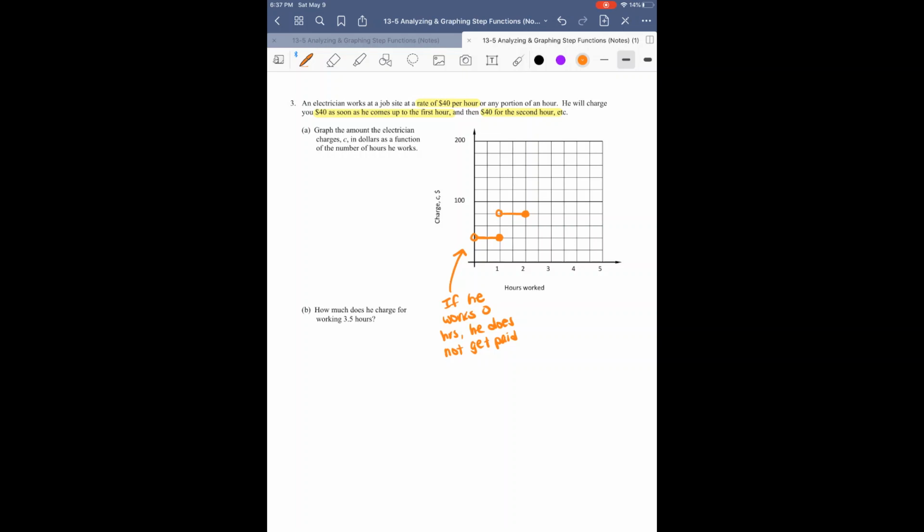Okay, and this pattern is going to continue. So if he only works 2 hours, he'll only make the $80. If he works a minute past it, he'll start incurring that extra $40. Okay, so for 2 hours, we're gonna have an open circle. And then for any minute past 2 hours, he's gonna be making that extra $40 up until hour 3. And the pattern is going to continue for each hour.